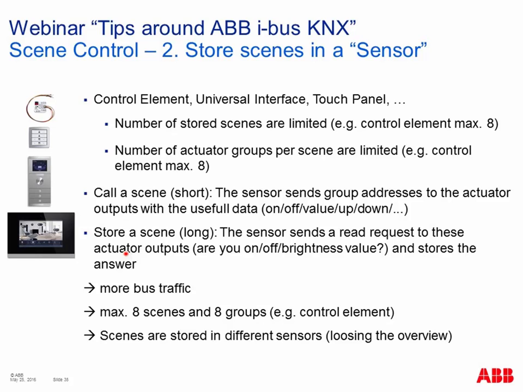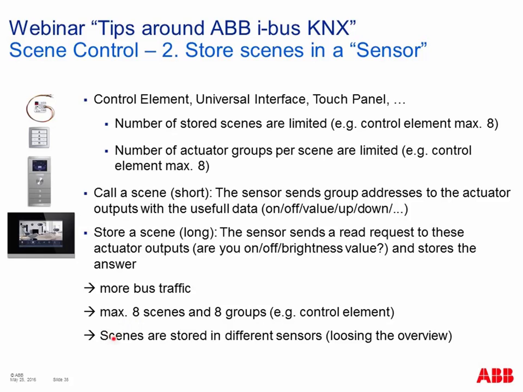It's not necessary, we can enable the end user. In principle, this is a nice feature, the scene function in a sensor. However, we have more bus traffic. So when we call a scene, we have more telegrams. We have 8 telegrams on the bus. And the limitation is the number of scenes and the groups per element.